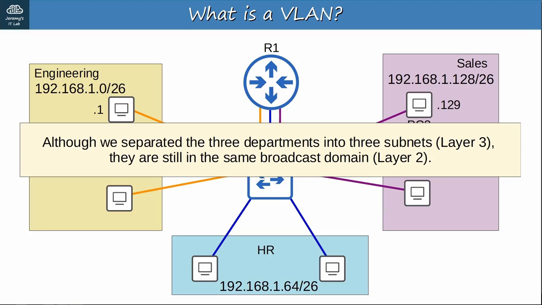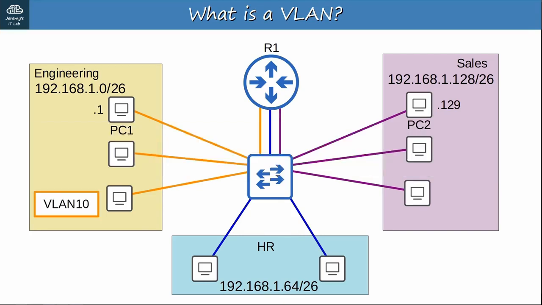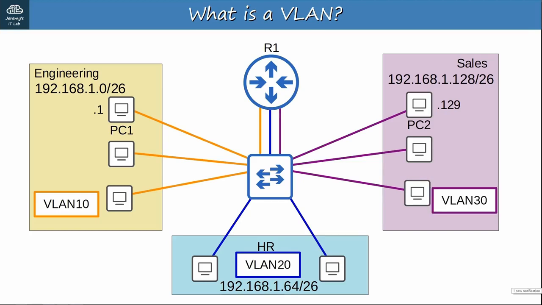However, this is where VLANs come in. Although these PCs are all in the same LAN, local area network, we can use VLANs, or virtual local area networks, to separate them at layer 2. We'll assign the engineering department to VLAN 10, the HR department to VLAN 20, and the sales department to VLAN 30. How exactly do we assign these hosts to VLANs?